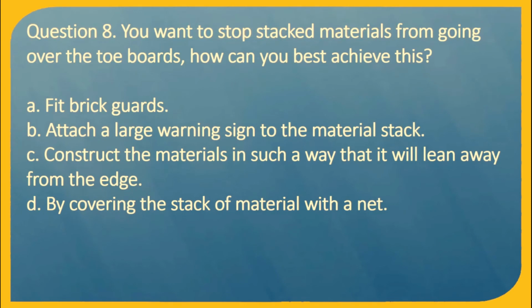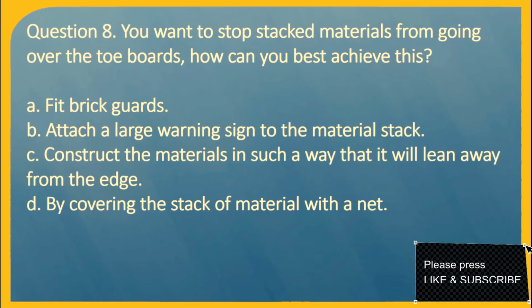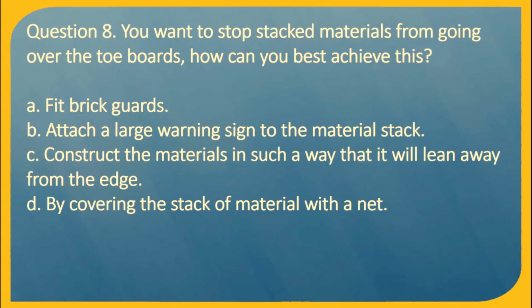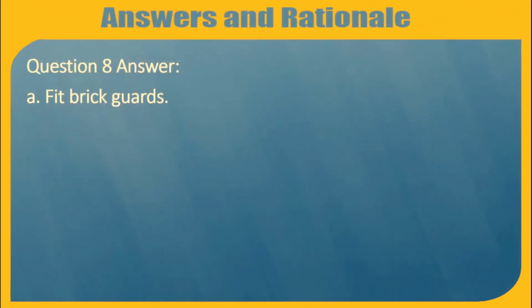Question 8. You want to stop stacked materials from going over the toe boards. How can you best achieve this? A. Fit brick guards. B. Attach a large warning sign to the material stack. C. Construct the materials in such a way that it will lean away from the edge. D. By covering the stack of material with a net. Question 8. Answer A. Fit brick guards.